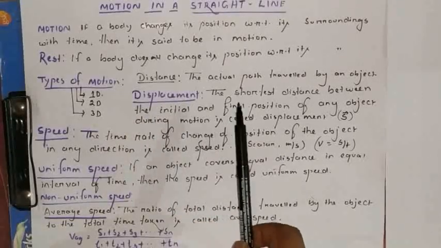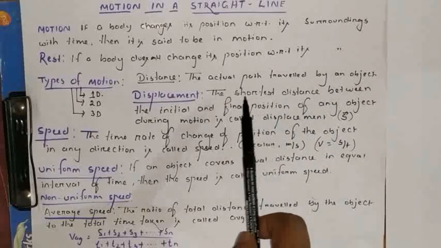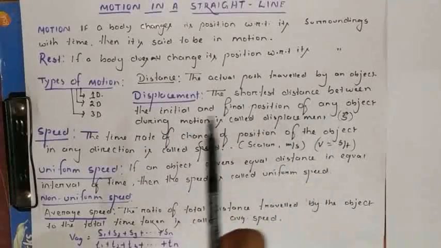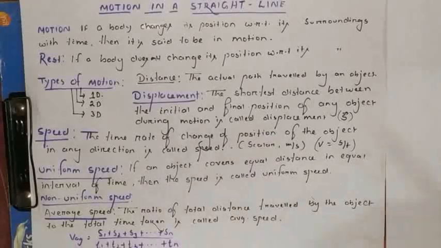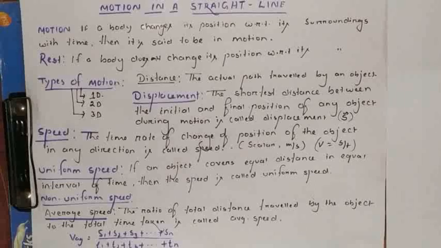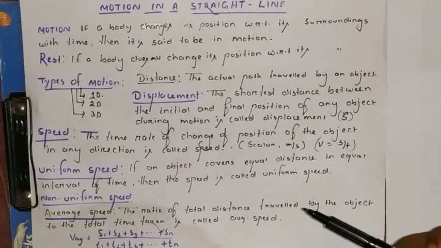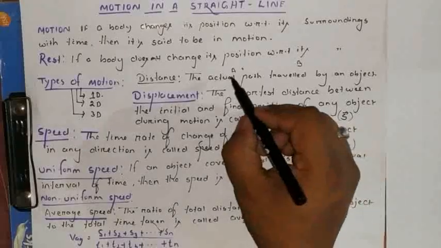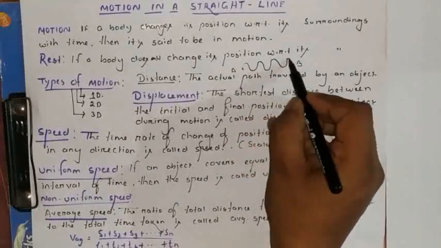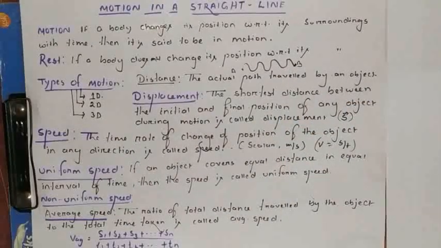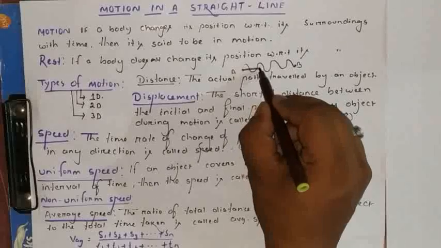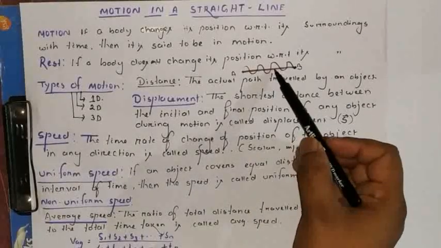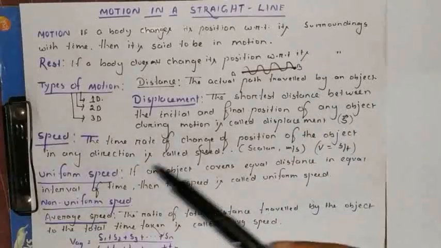Distance: the actual path travelled by an object is distance. Displacement: the shortest distance between the initial and final position. Suppose I want to move from A to B. This is my original path, this is my distance, and displacement is the smallest distance between the two points, initial and final. So this line is displacement, this is distance.